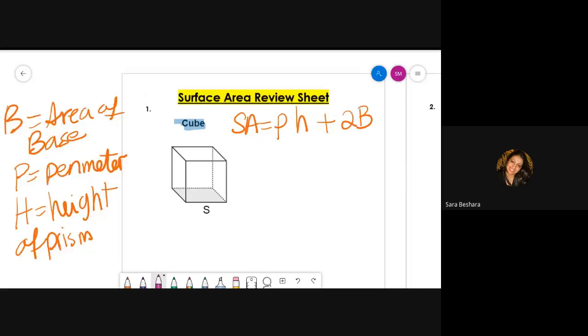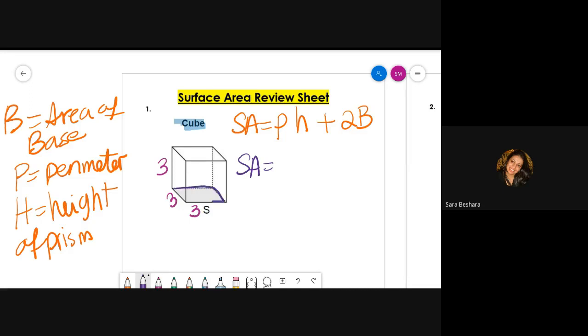All right, so let's do an example on a cube. One thing about a cube is that all the faces are squares. So if I say that the side length is 3, that means the width is also 3 and the height is also 3. All right, let's find the surface area here. So the surface area of a cube is, I'm going to use that formula. The surface area is the perimeter of the base. So I'm going to go ahead and trace the base.